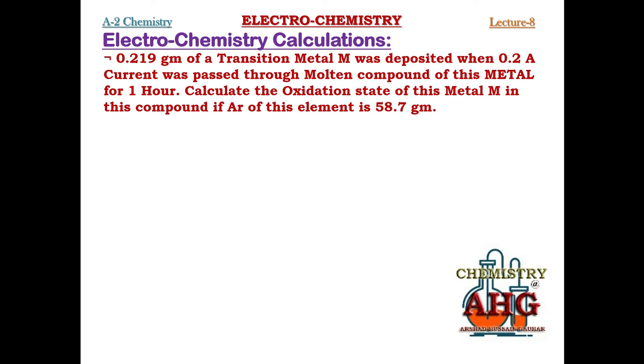Okay, if you have attempted this question, you can see current is given, time is given. So from which step will we start? We will start from the formula. Q is equal to IT. Insert the values, get the charge, it is 720 coulomb. This much charge has been passed during this experiment.